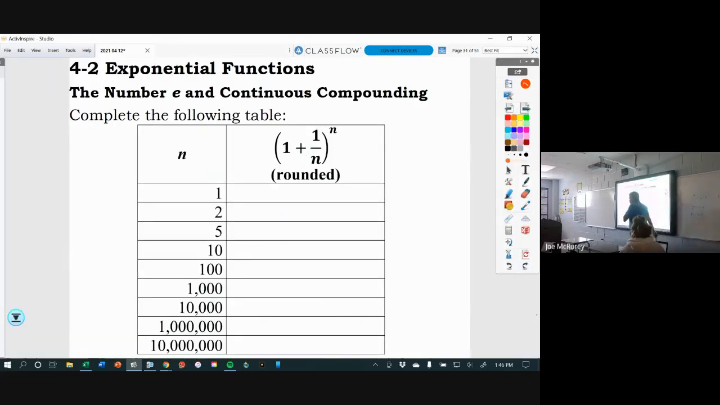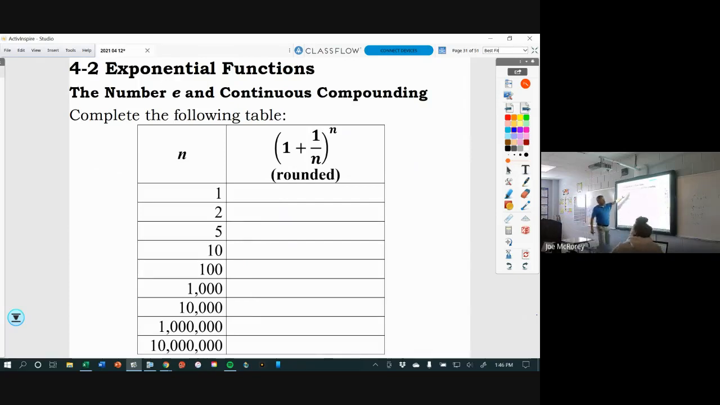Okay, we're going to talk about the number e. e is a letter, but we're going to talk about the number e. Pi is a number, correct? Yeah, pi is approximately 3.14. Pi is a Greek letter that represents the circumference of a circle divided by its diameter, approximately 3.141592, blah, blah, blah.